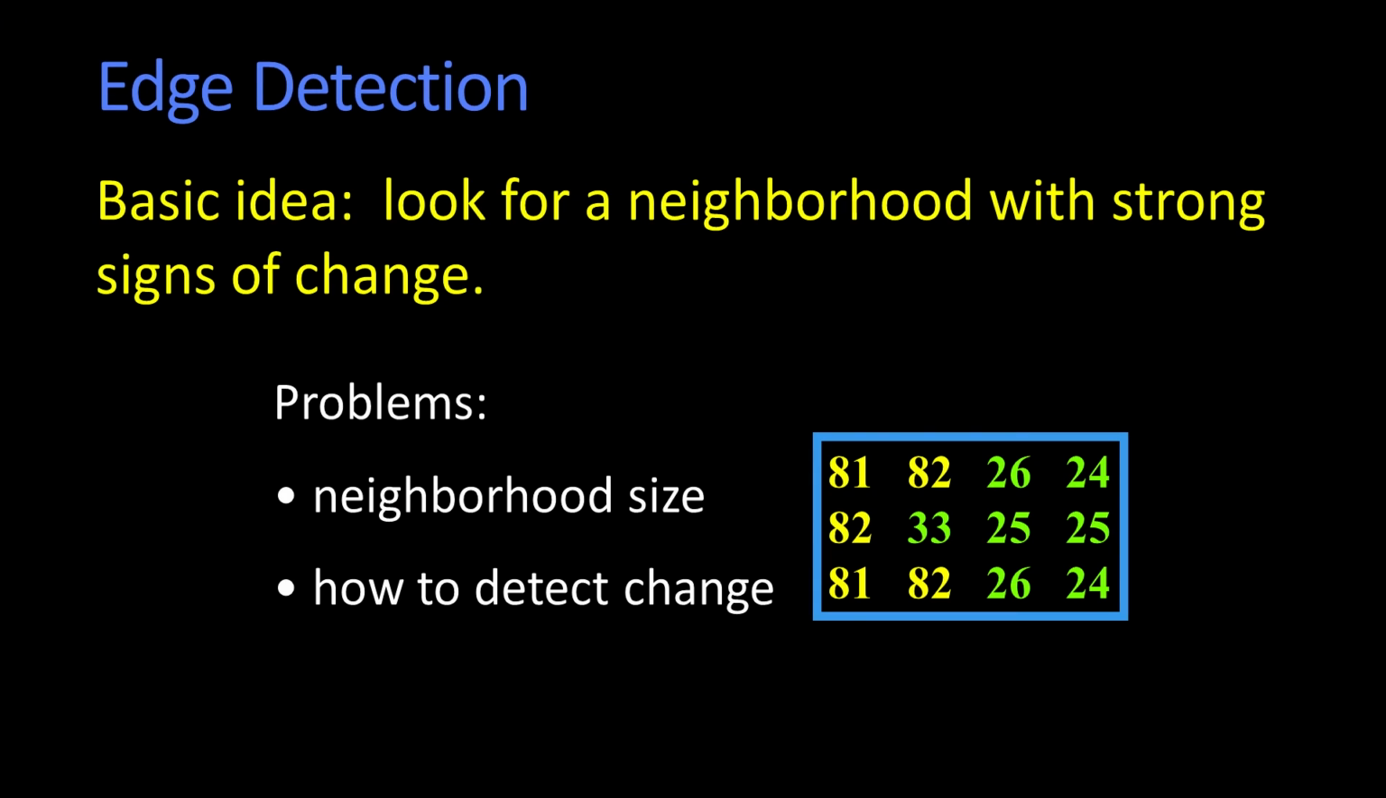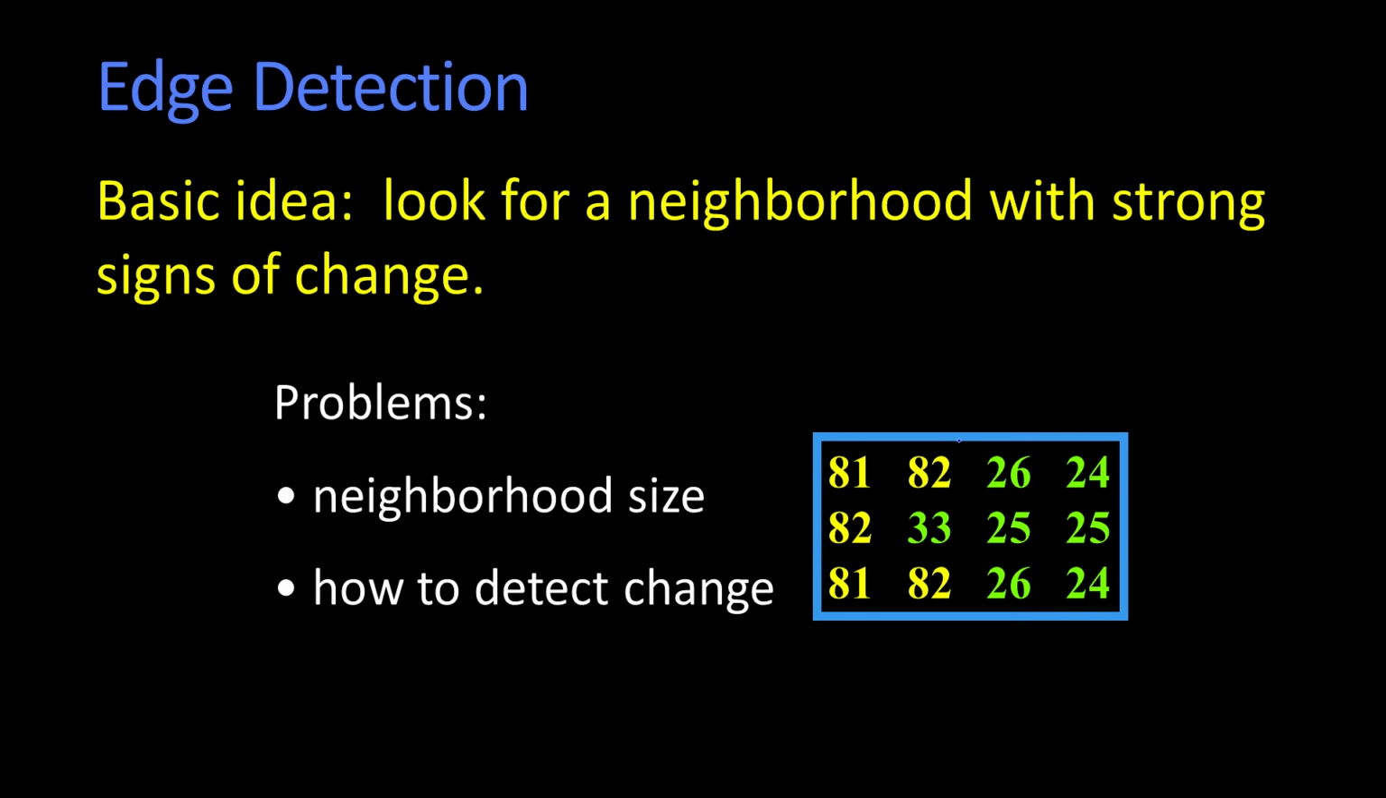Well, there are two things that we have to sort of answer in order to be able to do this. If we're trying to look at a neighborhood with strong signs of change, we have this question of, well, how big is a neighborhood? And then, what do you mean detecting change? How much of change is change? And how are we going to determine exactly where that change is?